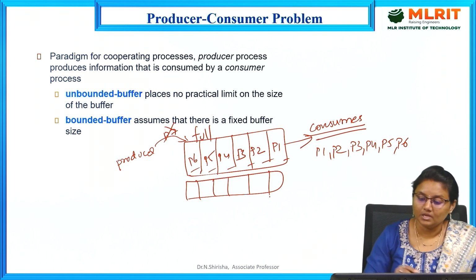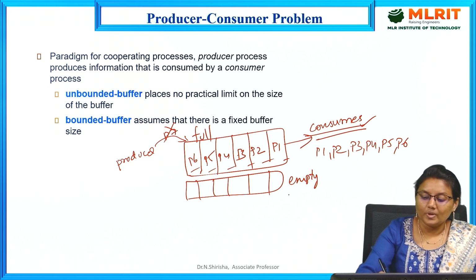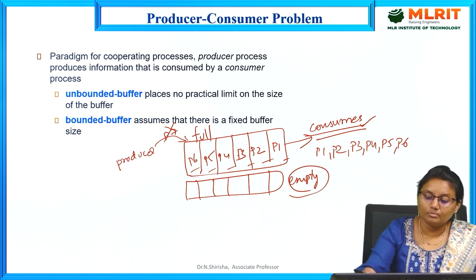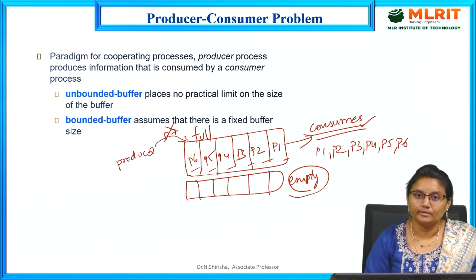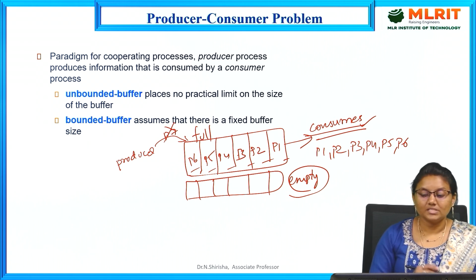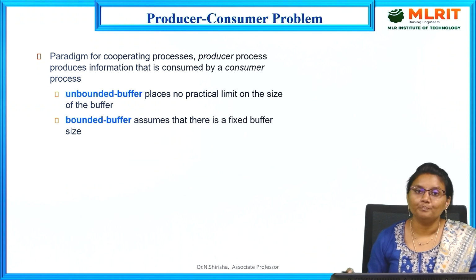Buffer is empty. Now, can the consumer consume the items? No, because it is empty. So, when the buffer is empty, the consumer cannot consume an item. When the buffer is full, the producer cannot produce items. So, we'll see what this producer-consumer problem is and how it can be implemented using code.